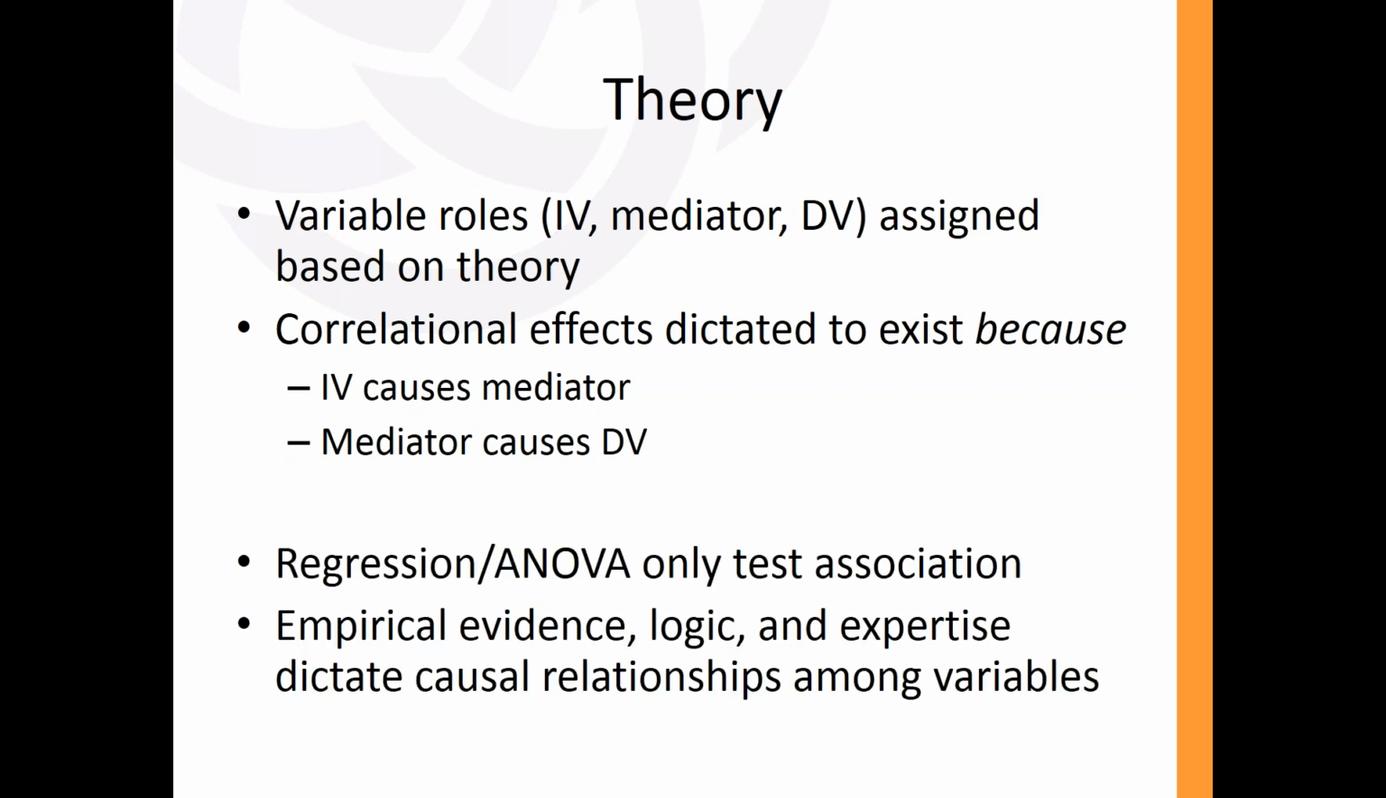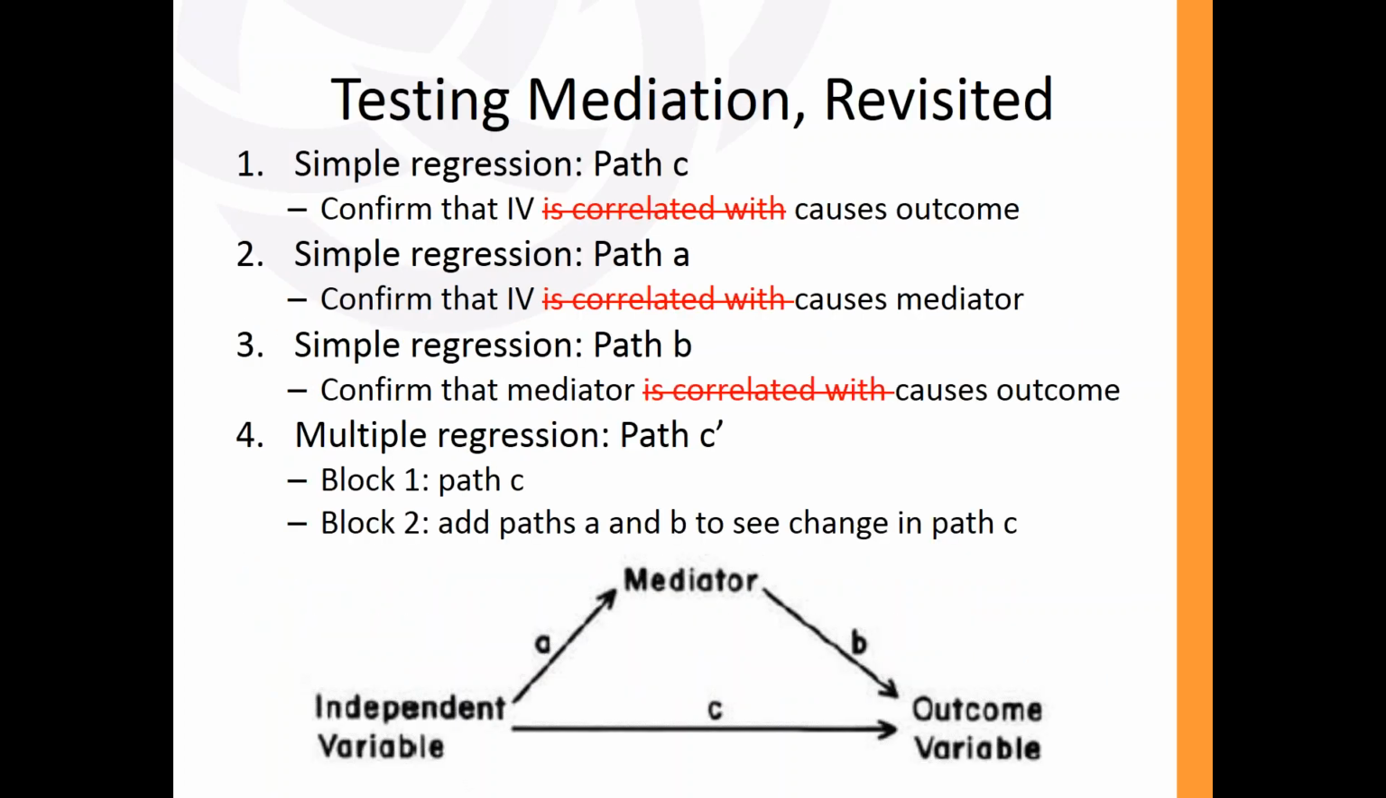So there it is. The regression or ANOVA only test associations, but the empirical evidence, the logic, and the expertise dictate the causal relationships among the variables that you have in your model. So if you revisit all of these paths when you're running these regressions, what you have to be thinking about is, in the background, yes, we're looking at correlations, but what we're actually saying is that these variables are causally related. And that's mediation in a nutshell.